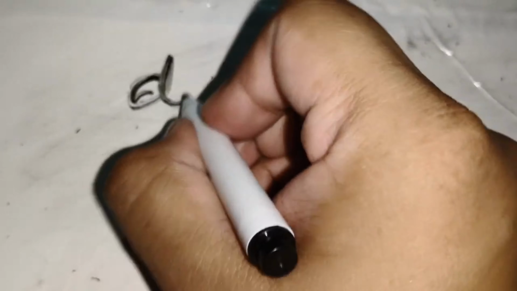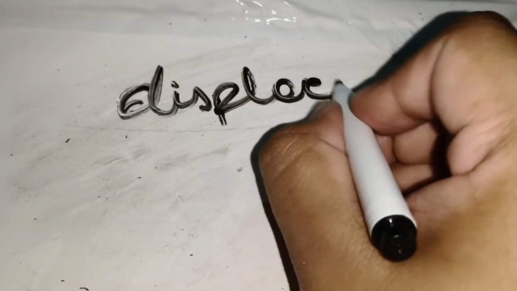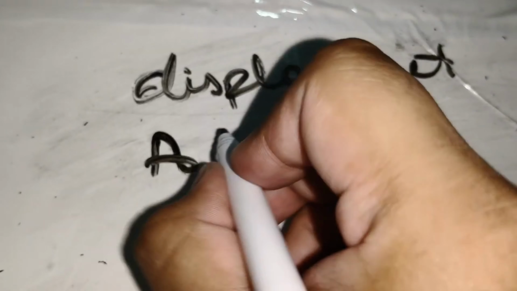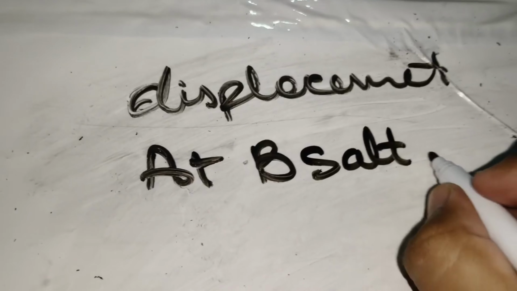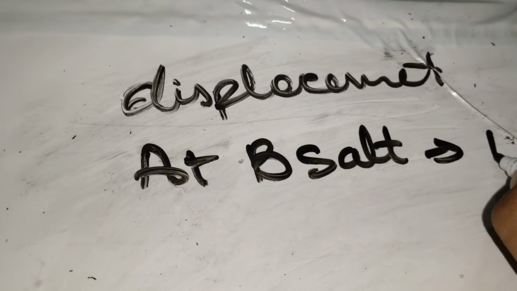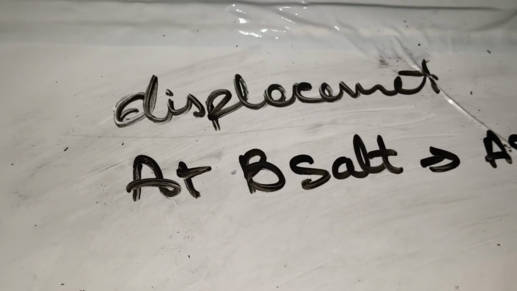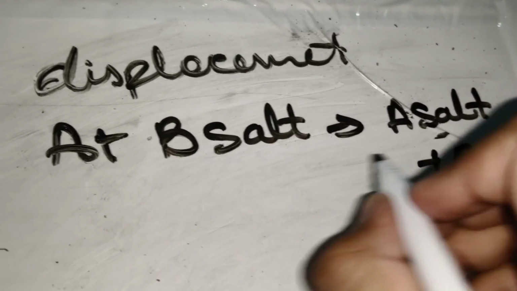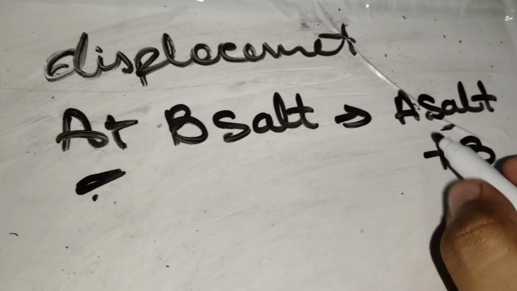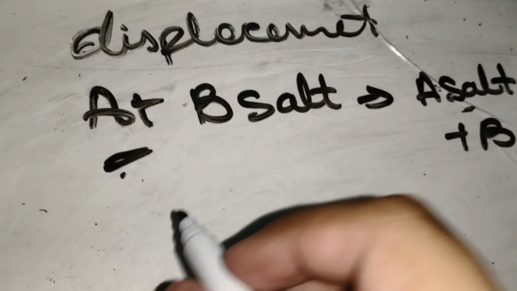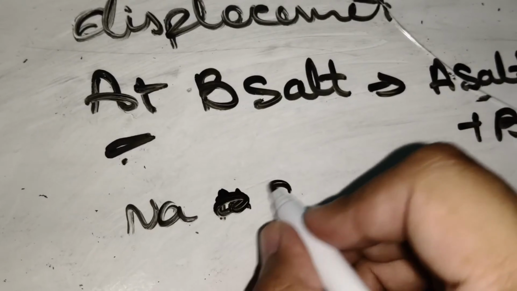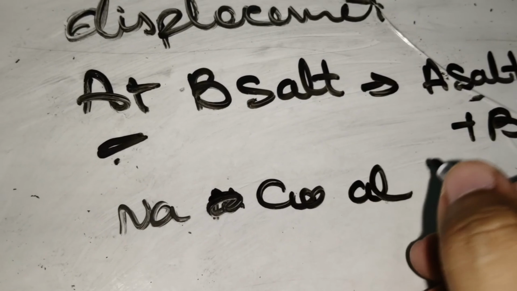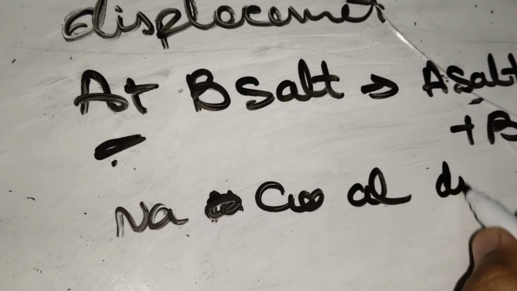In the same way, there we also use displacement reactions. So what is a displacement reaction? Basically a metal A that is more reactive, with a B salt, removes the element B and forms A salt plus B. So basically here the more reactive element replaces the less reactive element from a solution. In the same way, the more reactive elements like sodium, magnesium, calcium and aluminium are used for the displacement reaction.